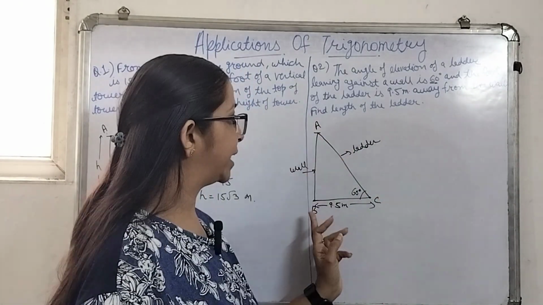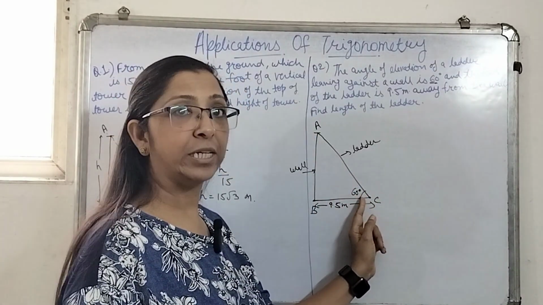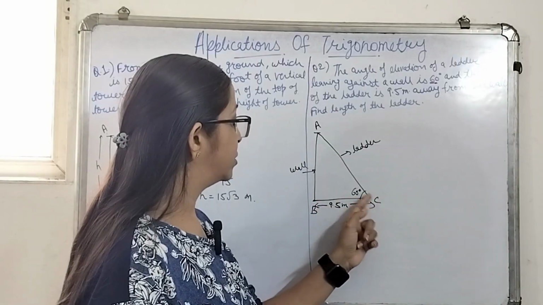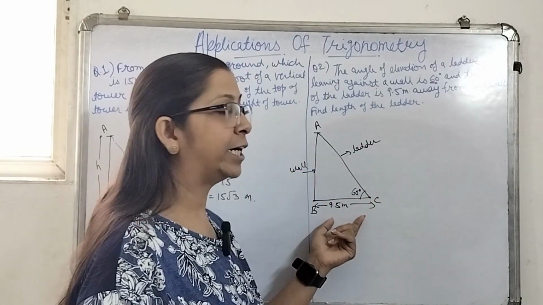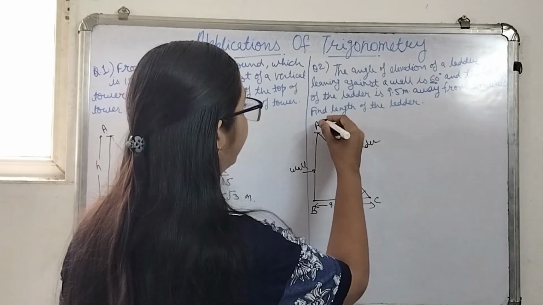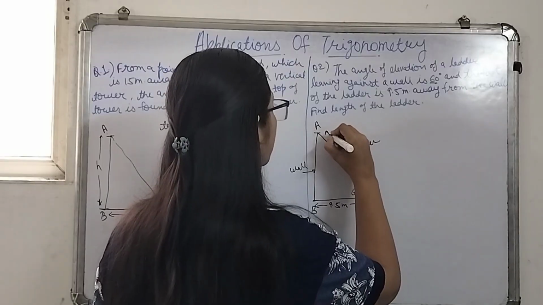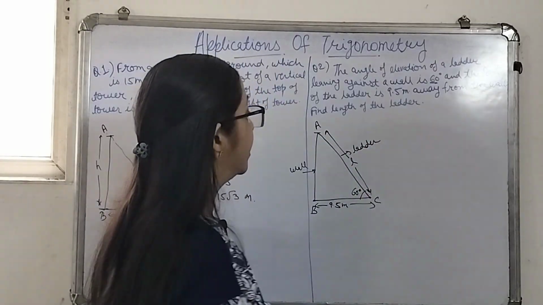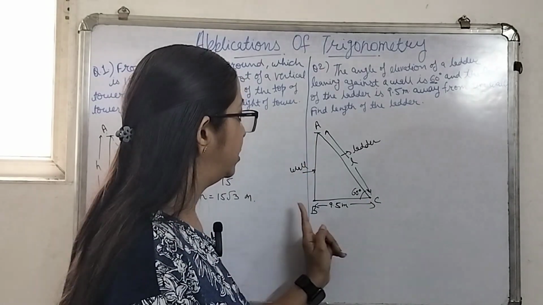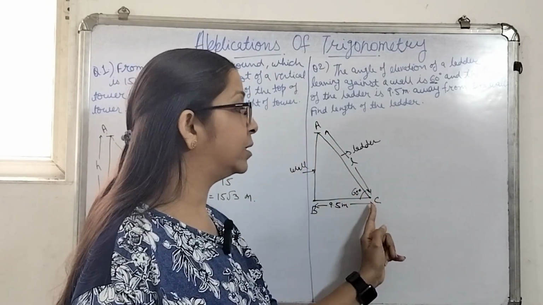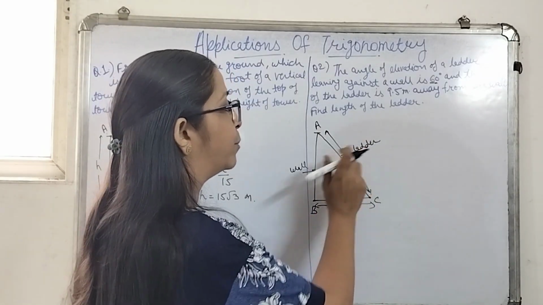Here we have assumed that AB is the wall, AC is the ladder, the angle of elevation is 60 degrees, and the distance of the foot of the ladder from the wall is 9.5 meters. Now see, we have to find the length of the ladder. That means this is required. Suppose this is L. That means if this is the angle, then this will be the perpendicular, this will be the base, and this will be the hypotenuse. We want a relation between base and hypotenuse.